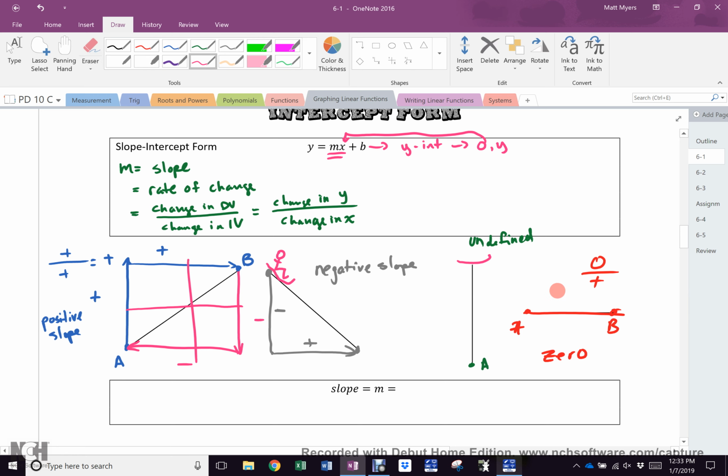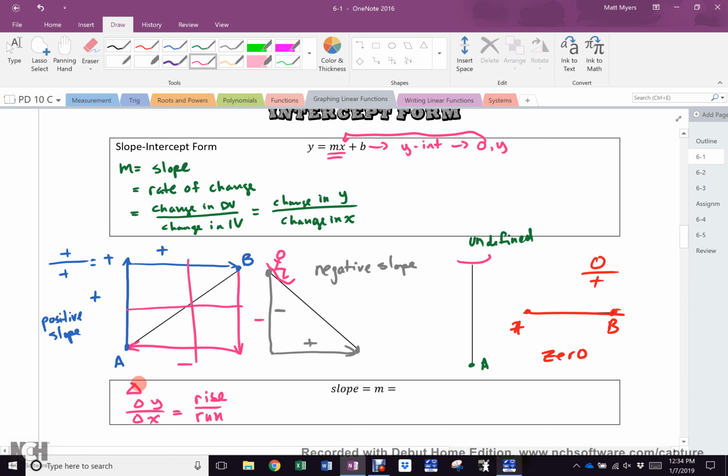Okay? Okay. Slope equals M equals, and then I have a big set of blanks because slope is a whole bunch of stuff. What do we already know it is? Rate of change. Change in DV over change in IV. Now we also know it is what? Change in Y over change in X. And it is also what we call the rise, up and down, divided by the run, side to side. Okay? And actually, that's where we're going to leave that. Is everybody cool?